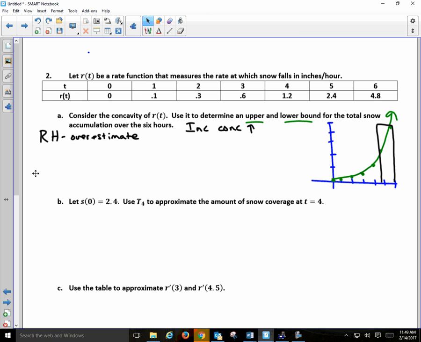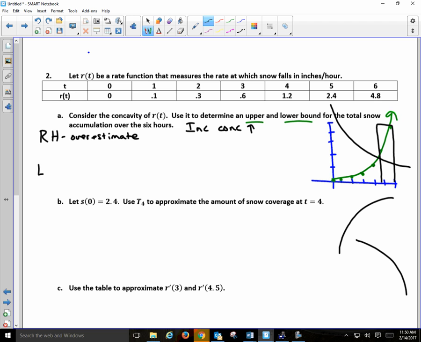Please note that if it is concave up but decreasing, then that would be different, right? And if it was concave down but increasing, that would be different. If it was concave down and decreasing, that would be different. So you have to think of all four scenarios, really, okay? And we'll kind of solidify that as we move along towards the AP exam. So right hand will be overestimate. Left hand will be an underestimate.